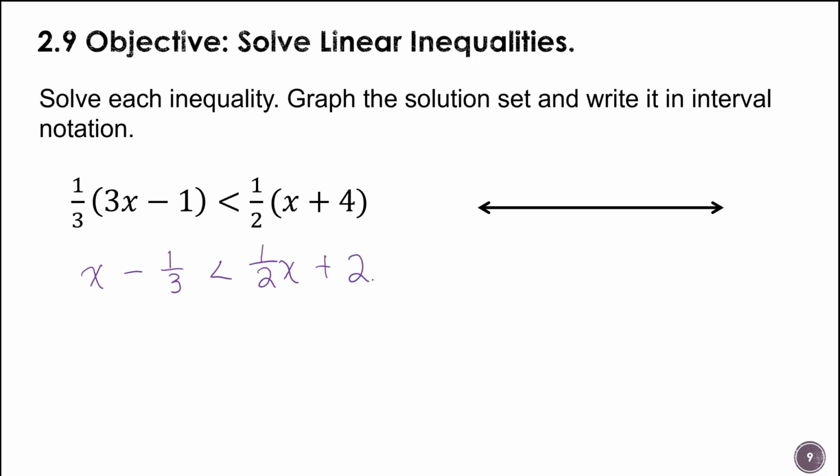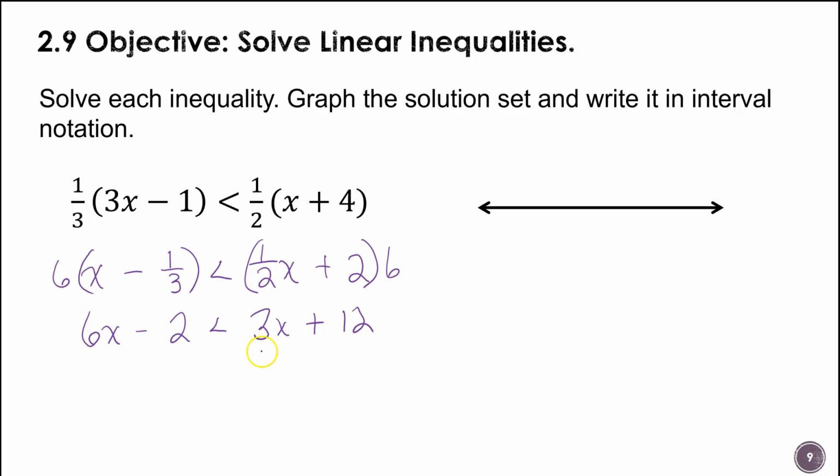Now I'm going to clear fractions. So I'm going to multiply by 6. That's the common denominator because 3 times 2 is 6. And then you just distribute the 6 for both terms on each side. So now I have 6x minus 2 is less than 3x plus 12.